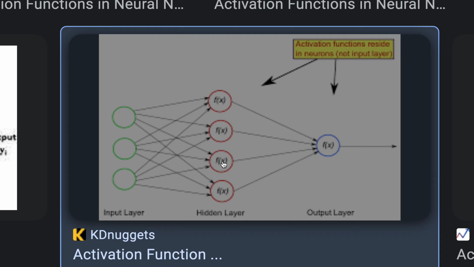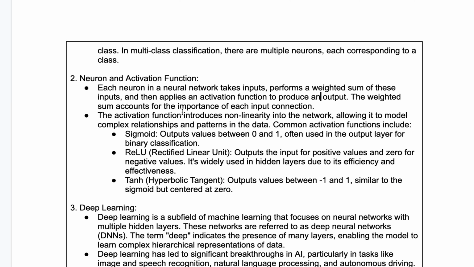But each of them will have their own activation function inside, and it's going to make a weighted sum calculation. Once it has calculated that, it will provide an output, and so on. So this is how it kind of thinks. It uses math to solve problems. It introduces non-linearity into the network, allowing the model to learn complex relationships and patterns in the data.